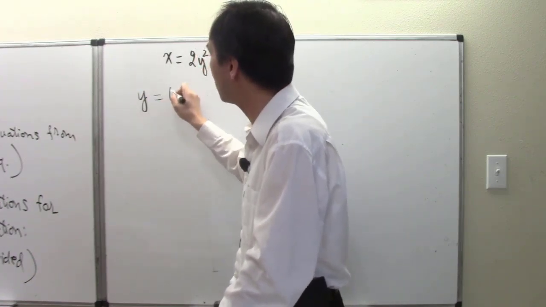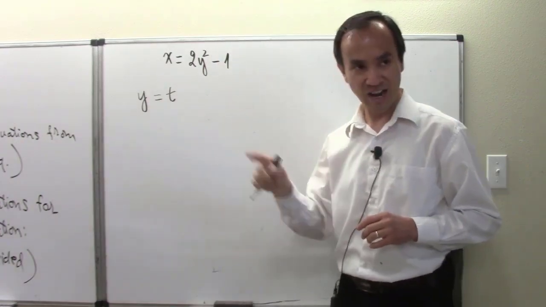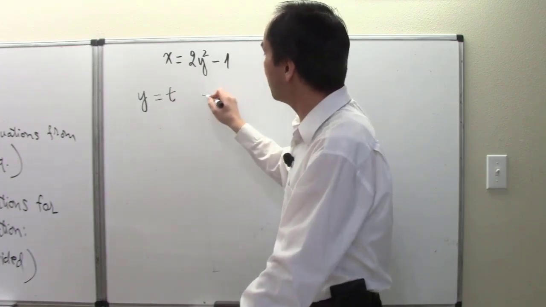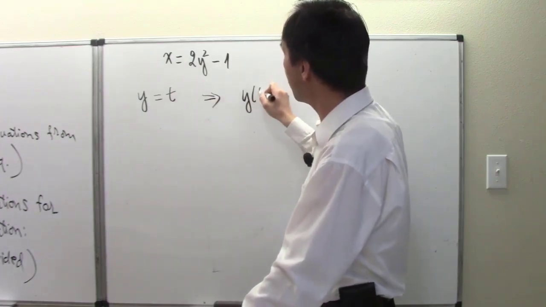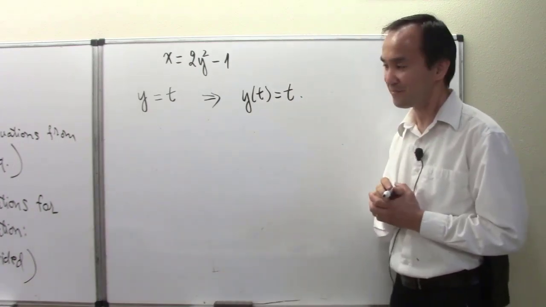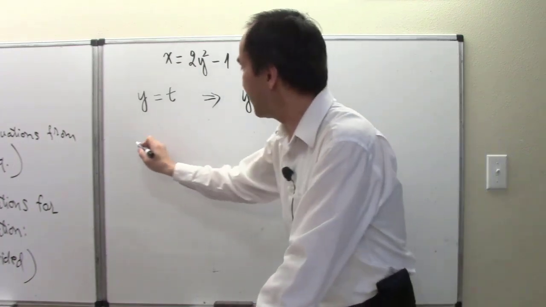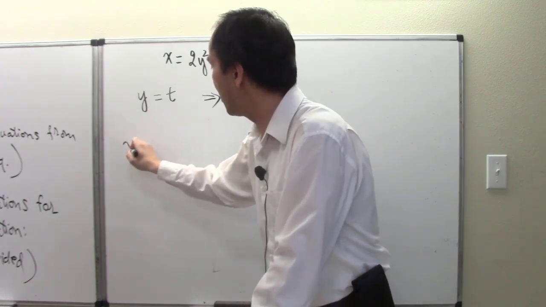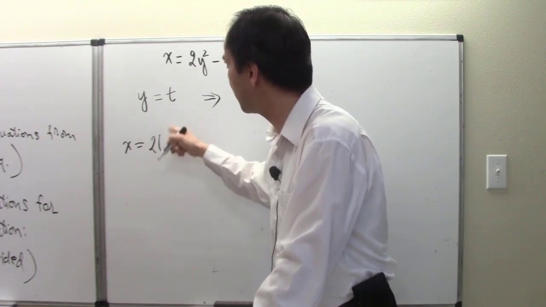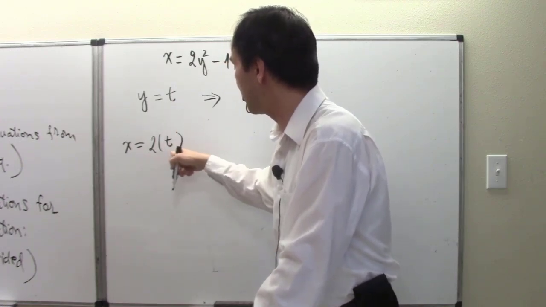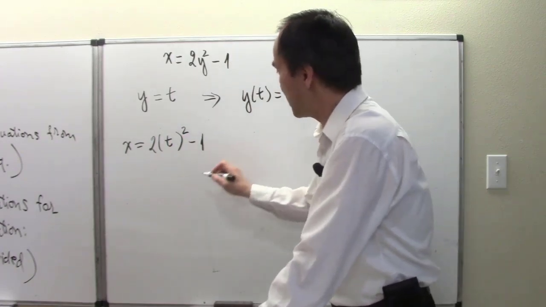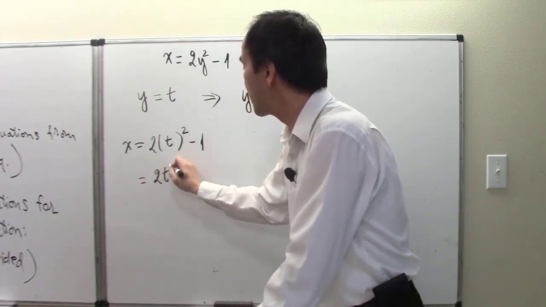I'm going to let y equals t. That's the idea about the trivial solution right there. So y equals t, that means we immediately have y of t, as a function, equals the simple function t. But then in that way, if y equals t, our equation here will become x equals 2 times, right? We're substituting t in for y, so we got 2 times t squared minus 1. And that will be 2t squared minus 1.